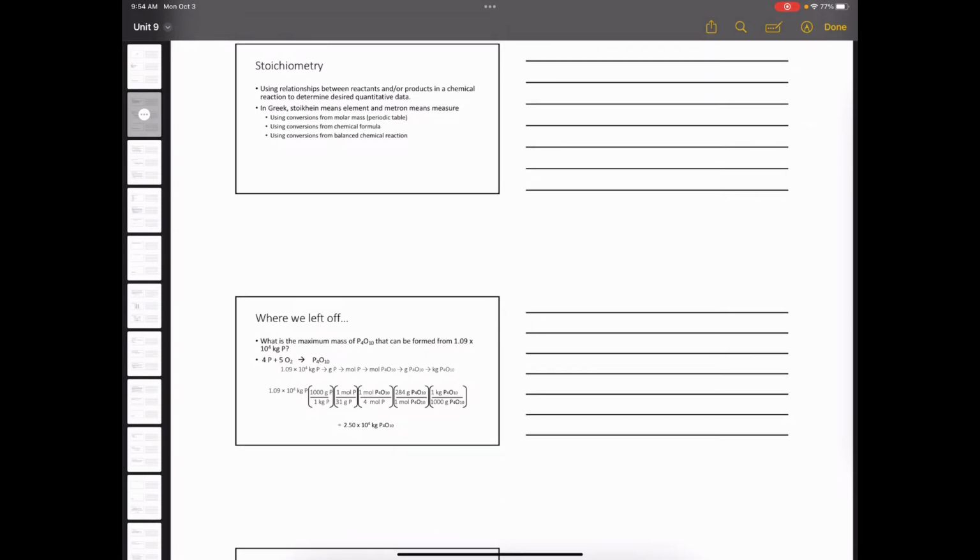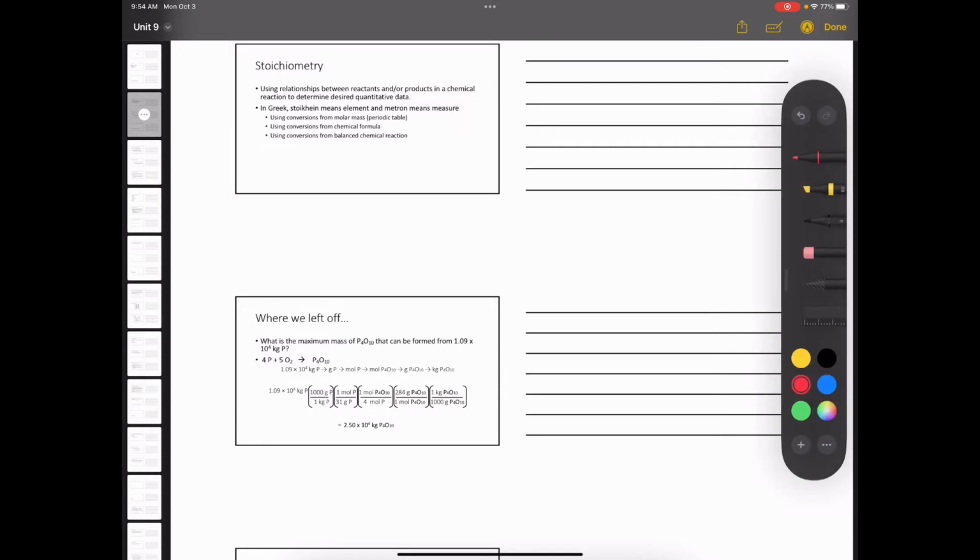And up to this point, I think we have used conversions using the molar mass, and that comes from the periodic table, correct? So we use the collective atomic masses of all the elements that are part of that molecule, and that's how we calculate the molar mass for a molecule, okay? And then we also did conversions using the chemical formula, correct? So when we looked at something like P4O10, we used the subscript of the phosphorus within the phosphorus oxide to do the conversions, correct?